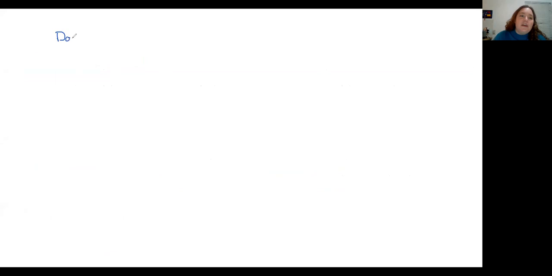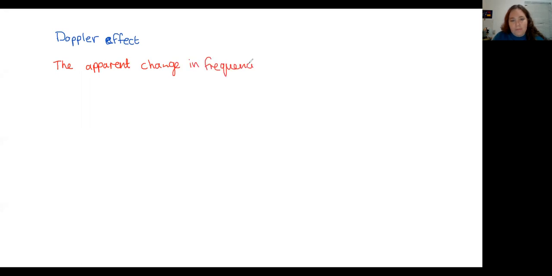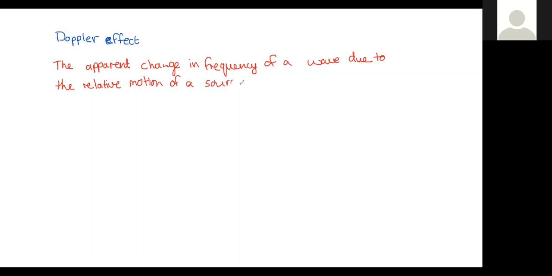All right. So we're going to be looking at the Doppler effect. Now, the Doppler effect is a really nice standalone section. The Doppler effect is the apparent change in frequency of a wave due to the relative motion of a source and an observer.